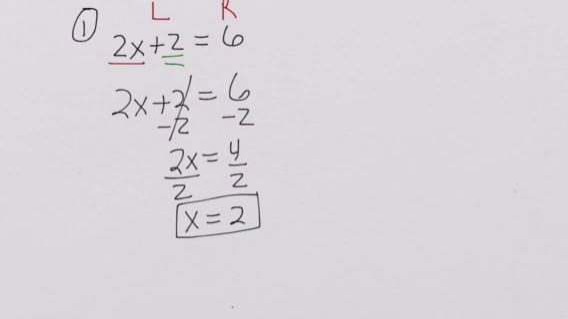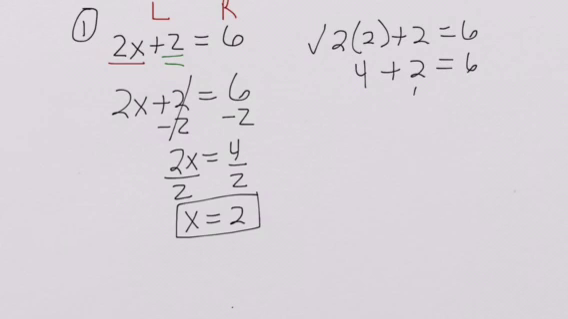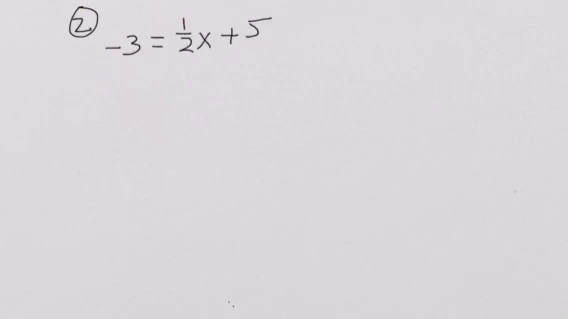Now we can go back up and we can check it. So 2 times 2 plus 2 is equal to 6. 2 times 2 is 4, plus 2 is equal to 6. 6 on the left is equal to 6 on the right, so we know we have the right answer.